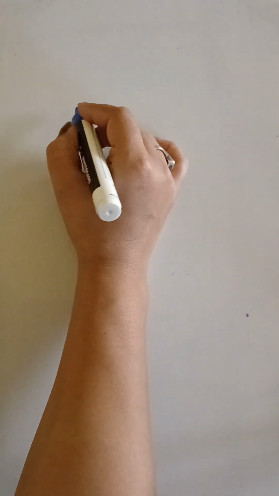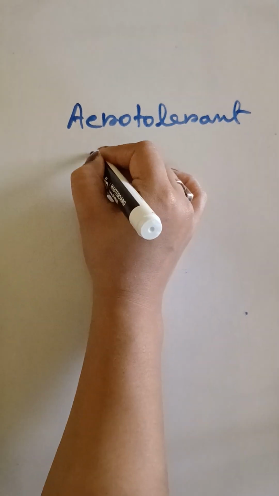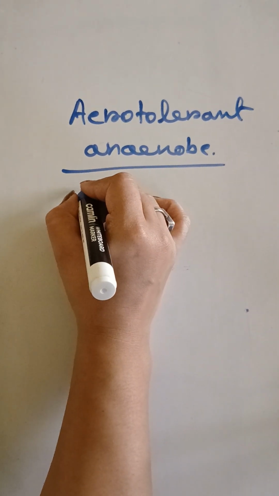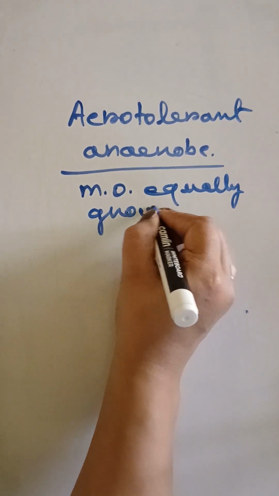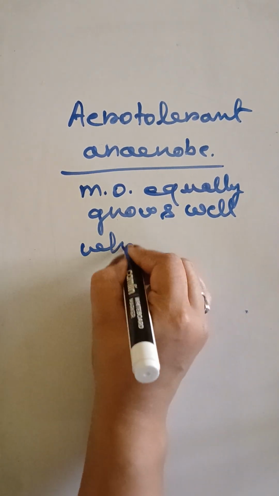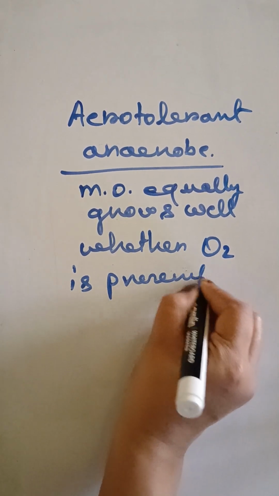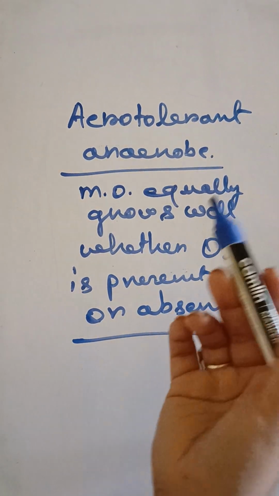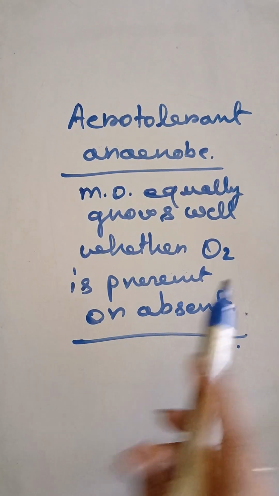Another is aerotolerant anaerobe. It means the microorganisms grow equally well whether oxygen is present or absent. If the oxygen is present, they will grow. If the oxygen is not present, they will also grow. So that is why it is known as aerotolerant anaerobe.